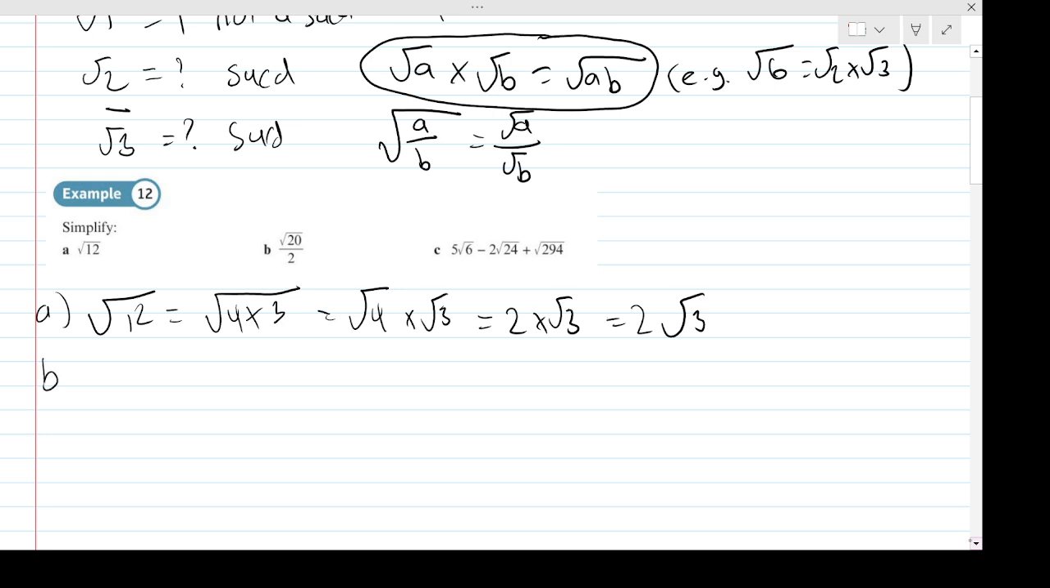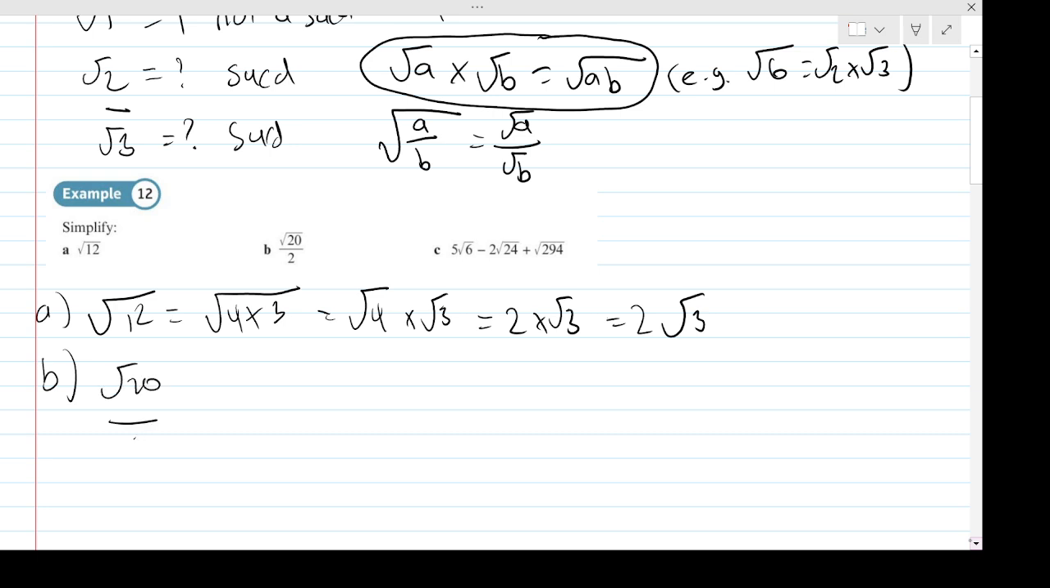The whole idea with this section then is to essentially use the product, the third law, so we can split surds up, and we're going to try to factorize with the square factors, okay? Let's have a look at part B.